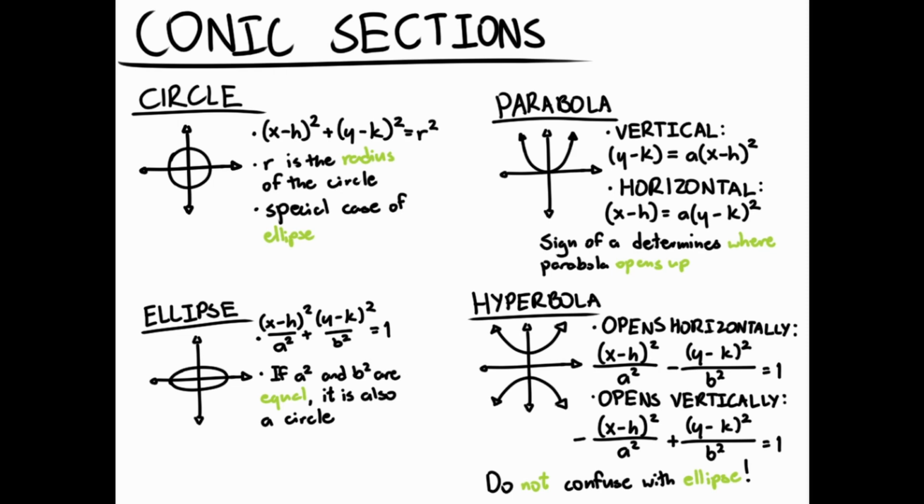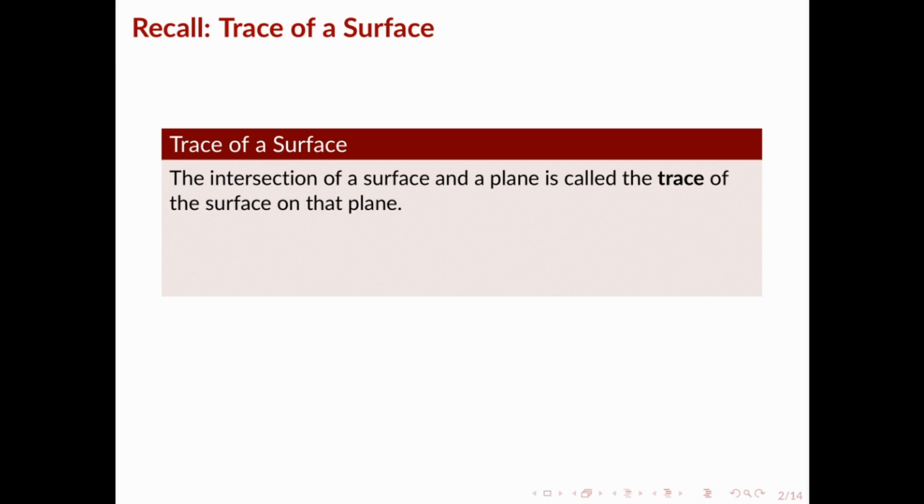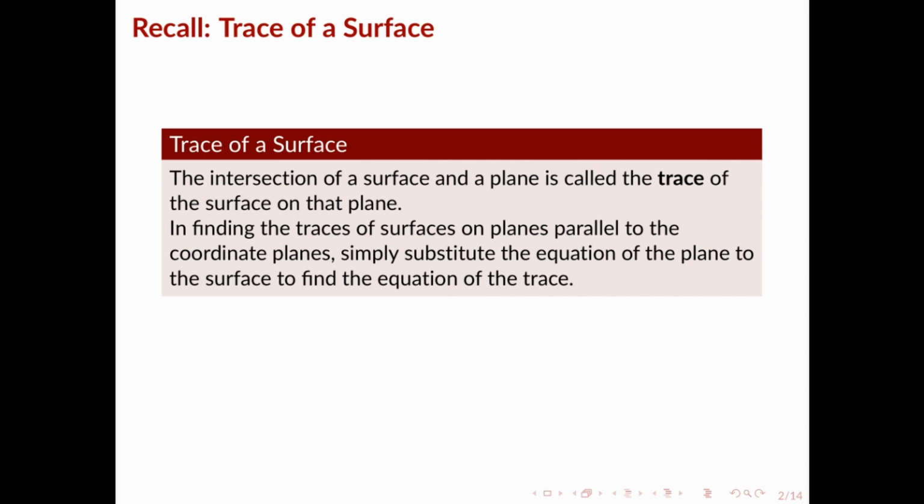Now, with that out of the way, let's review what the trace of a surface is with respect to a plane. When a 3D surface and a 2D plane intersect, we end up with a trace, basically the intersection, of the surface on that plane. When we want to find the trace of a surface on a certain plane, we just substitute the equation of the plane into the equation of the surface. This gives us the equation of the trace.